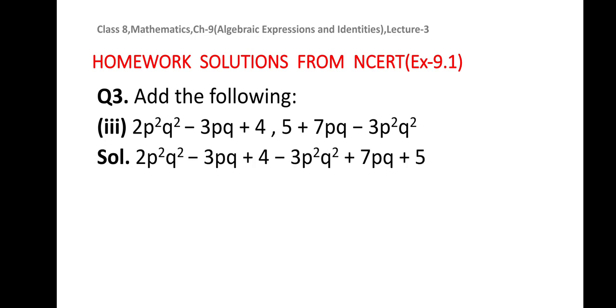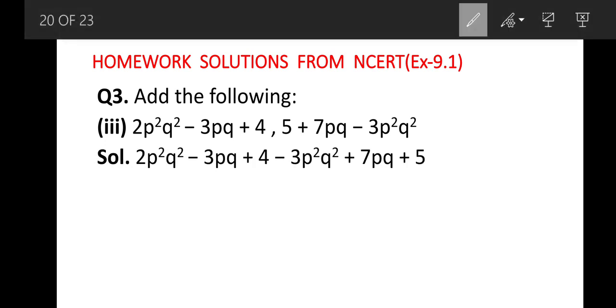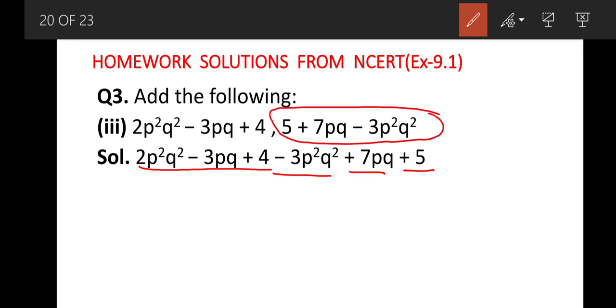So what I have done, I have written this expression. This is the expression I have written as it is. Then I have written this term minus 3p square q square plus 7pq plus 5. It can be written like this or it can be written in the manner as it is given in the question. But ideally you are supposed to write in the decreasing order of the powers of the variables. The way I have written it here. It is up to you. You can write it like this also.